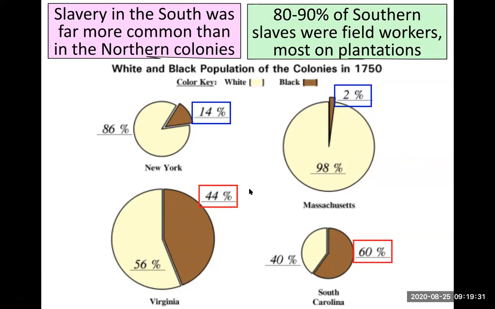80 to 90% of Southern slaves were field workers. They worked mostly on plantations. You have to remember that the enslaved peoples that were brought over here came from various origins in various countries. Africa is a continent. It's got a ton of different countries, okay? Just because you're from Africa doesn't mean that you come from the same country that somebody else from Africa does. Doesn't mean you speak the same language. These people are all from different origins, different languages, and different cultures. But that's not how the white slave owners looked at them.